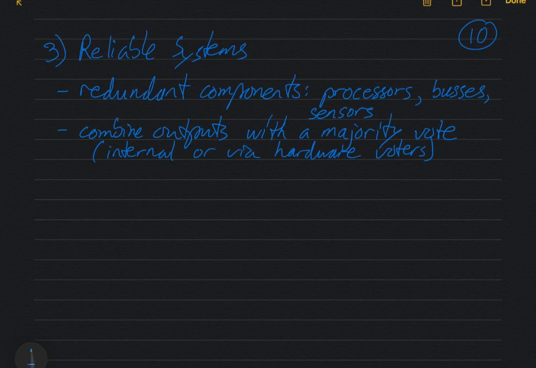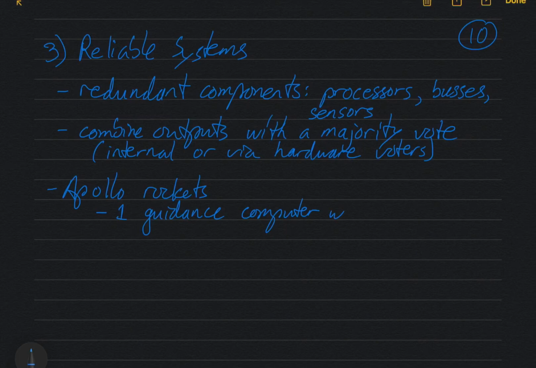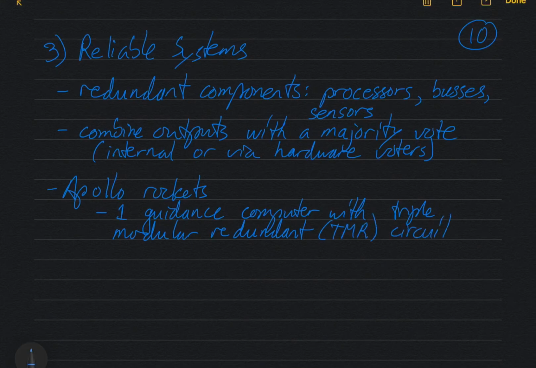So just some historical examples was the Apollo rockets produced by NASA. There was a series of them, and they had one guidance computer, but it had triple modular redundant, or TMR, circuits, and it would use some kind of way to combine their outputs, like a majority vote.